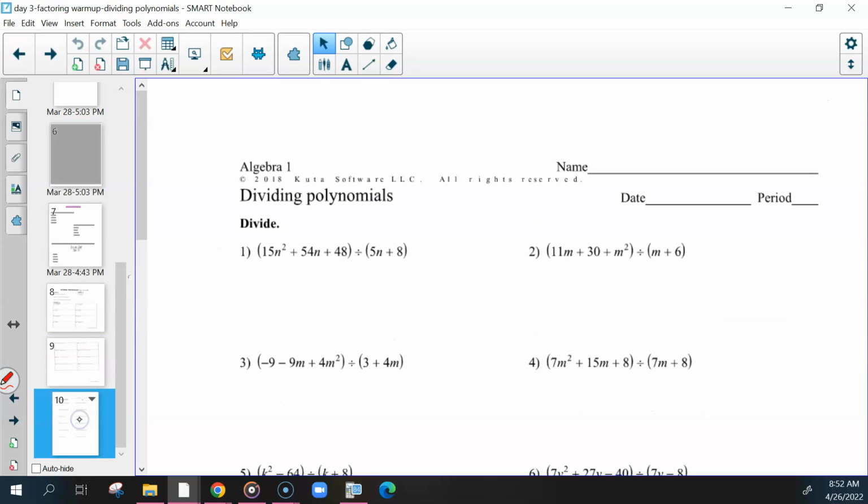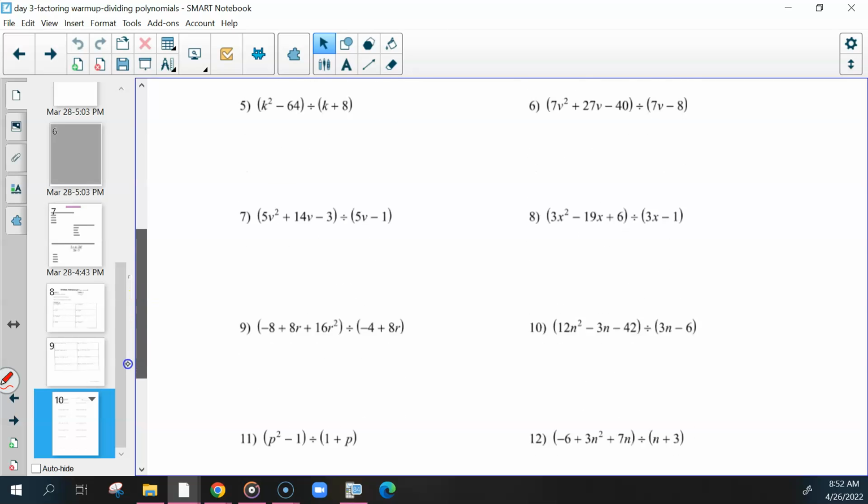On this page or on this page? On that one. On this one.